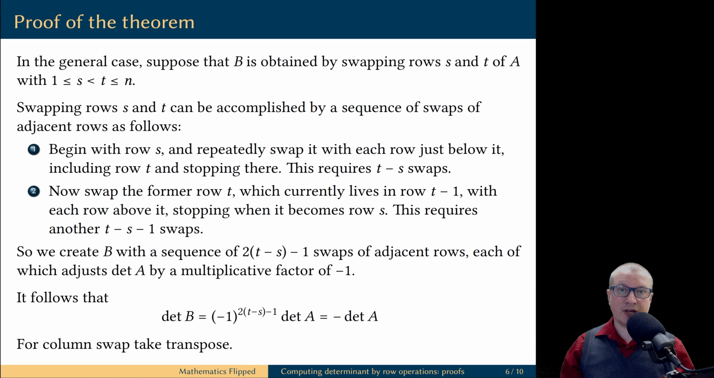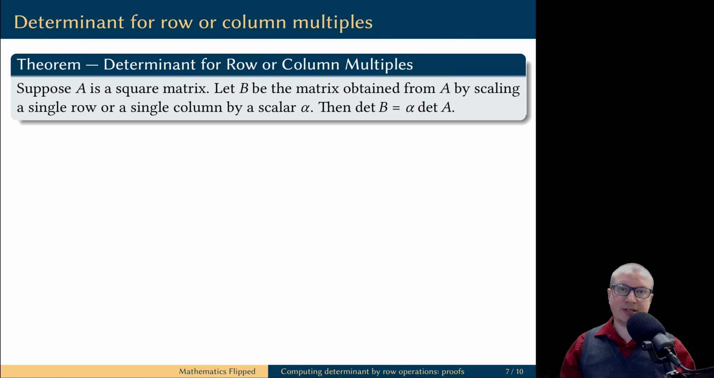We know that taking transpose does not change the determinant, and in the transpose, swapping columns is actually swapping rows. Next comes the scale operation, and we are going to prove that if you scale a row or a column of a matrix by scalar alpha, then you scale the entire determinant by alpha.